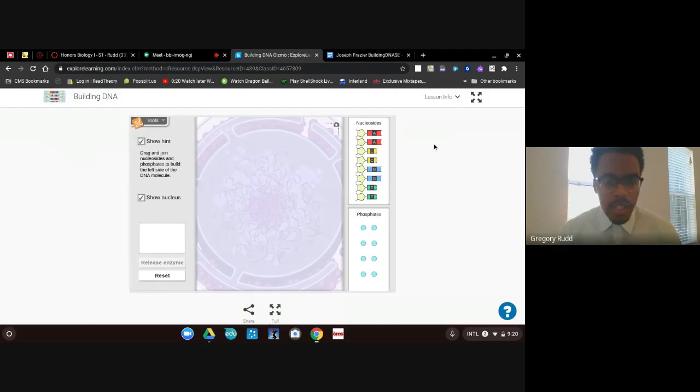Okay, so the directions are kind of here and in the worksheet. So if you see that, drag one of those nucleosides on the right side. Yeah, drag it into the, good. And then it says on the left, drag and join nucleosides and phosphates to build the left side of a DNA molecule. So now that you've dragged the nucleoside in, what you'll want to do is take one of those blue phosphates. Do you see the blue phosphates? Yeah. Drag that in. Yep, good. And now get another nucleoside and attach it as well.